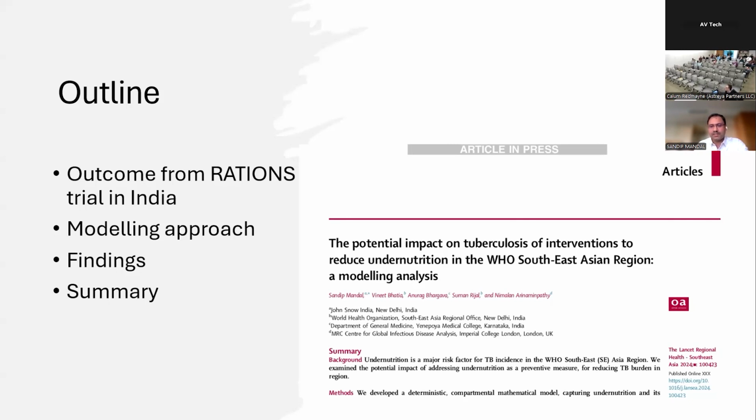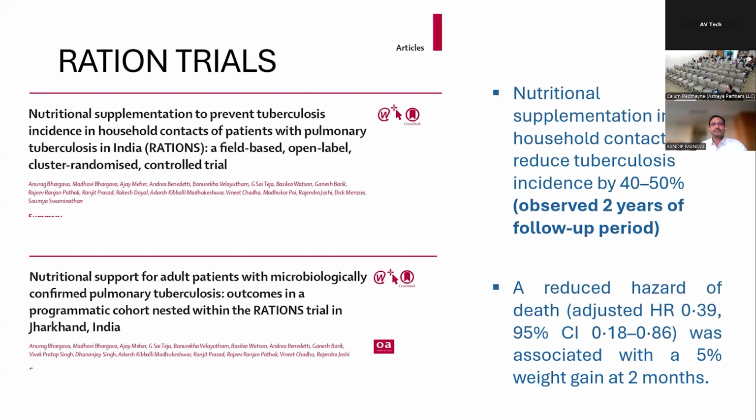This is already published work. My previous speaker already mentioned these two papers. The nutritional RATIONS trial suggests that it could reduce incidence by around 40 to 50% among household contacts, and it can also reduce the hazard of death by around 39% with a 5% weight gain in 2 months. These are the two main pieces of information used for our modeling.